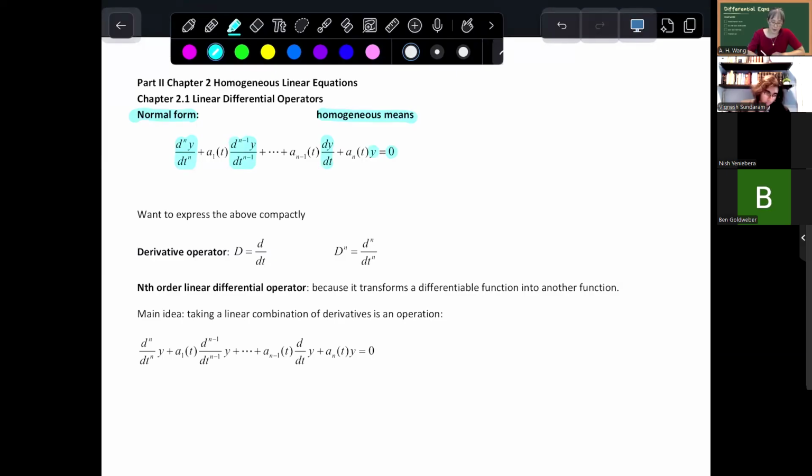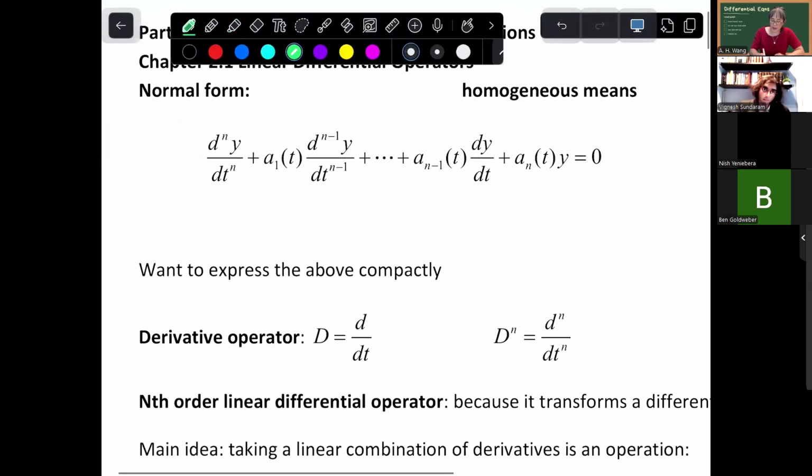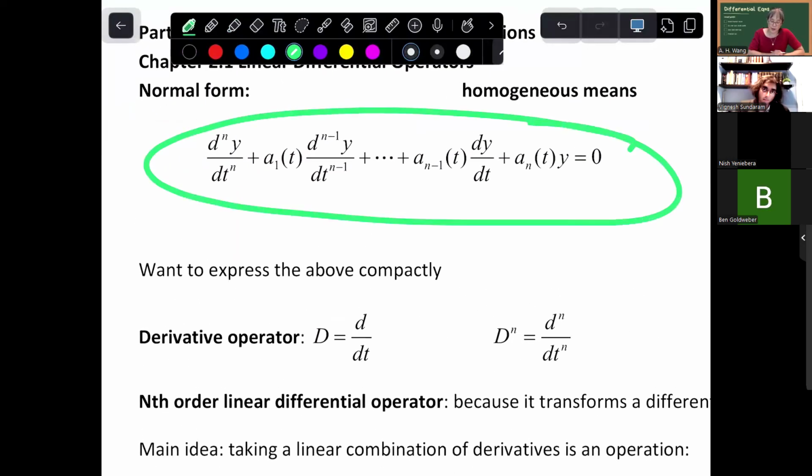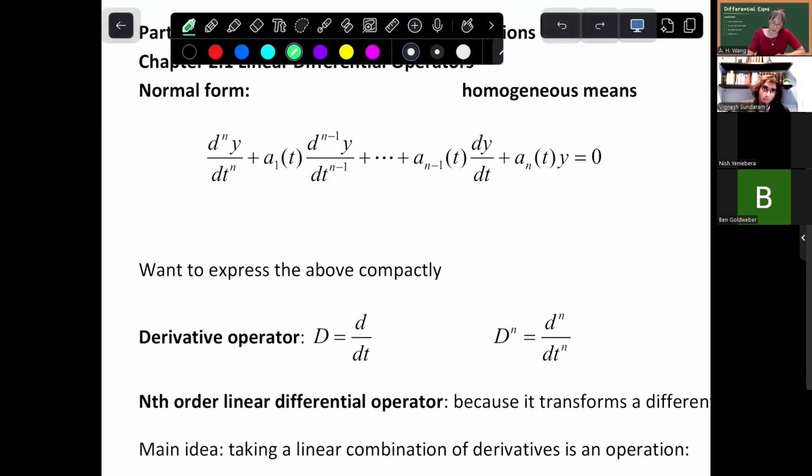And notice that you have a 1 right here. So you're going to have this, and what we want to do is express it compactly. In the old days, you cannot believe it, I actually wrote this on the board and everybody would copy it and their hand would get really tired. So now we're going to write the derivative operator as D equals d/dt, and this is the nth degree.